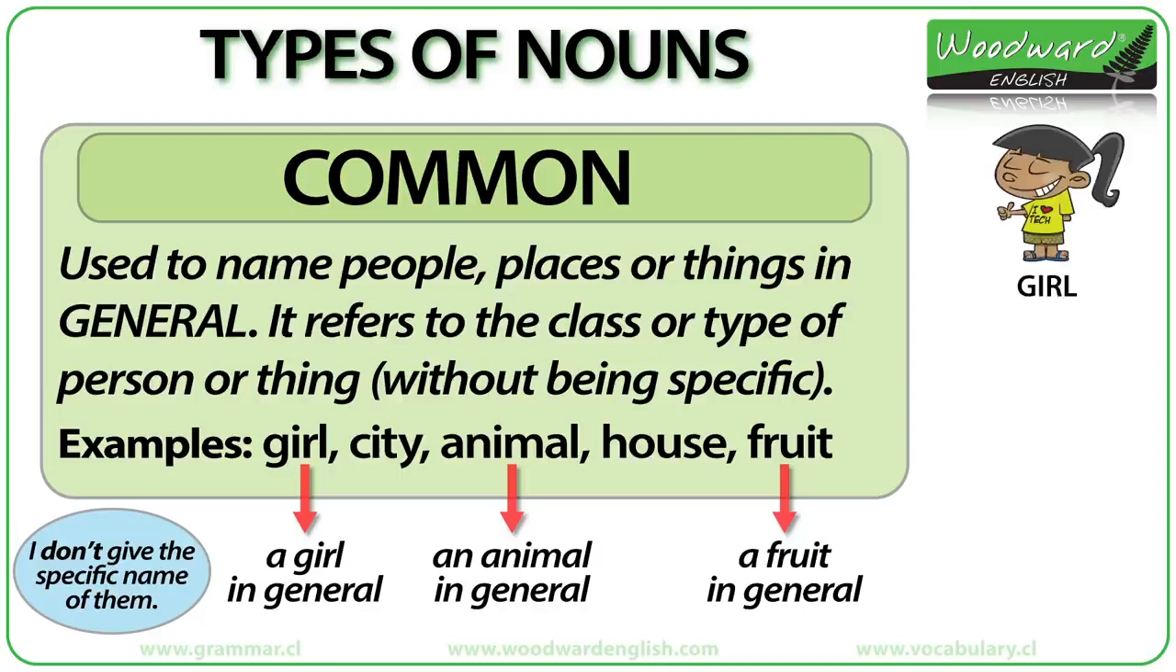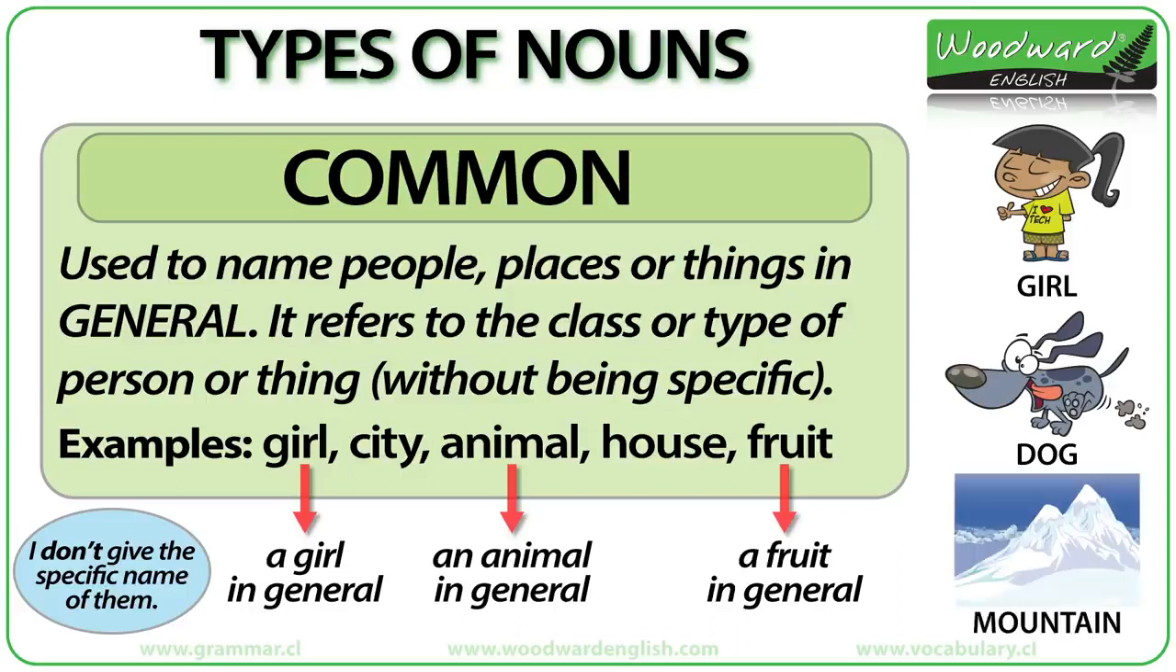Girl is a common noun because it refers to a girl in general without giving her name. Dog is a common noun because it refers to a dog in general. I don't give the specific name of that dog. Mountain is a common noun. It refers to a mountain in general, and again, I don't specify the name of that mountain.